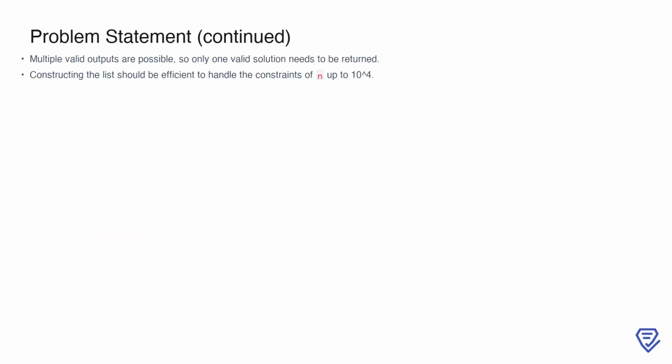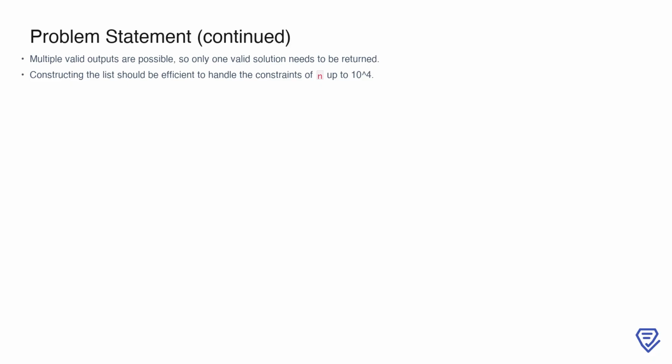It's important to note that the problem guarantees that a solution always exists for the given values of n and k. Additionally, there are often multiple valid outputs for a given input, so we only need to return one valid solution. Since n can be as large as 10⁴, the solution must be efficient, ensuring that we can construct the list within the given constraints. We also need to consider edge cases, such as when n and k are at their minimum or maximum values, and cases where k is close to n. With these constraints and edge cases in mind, our goal is to devise a simple and efficient approach to solve this problem.